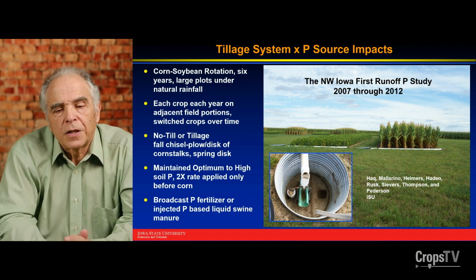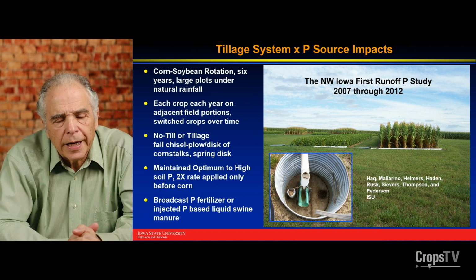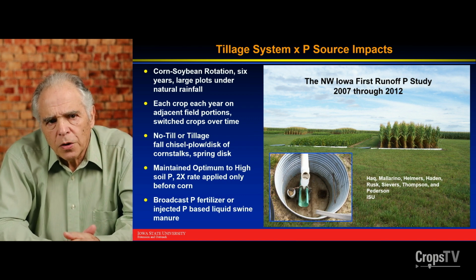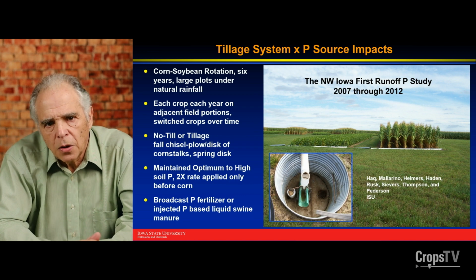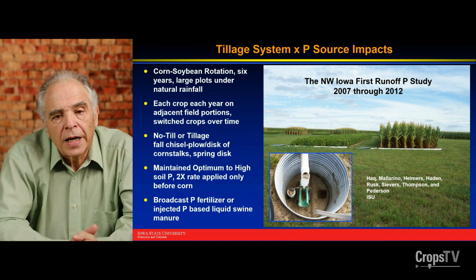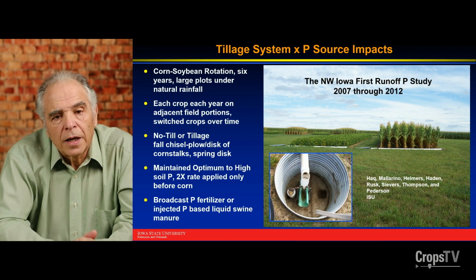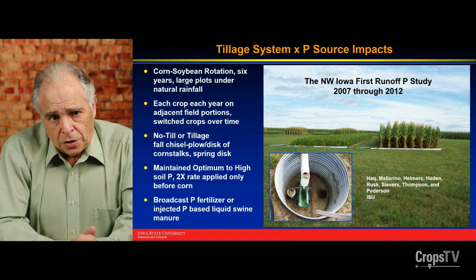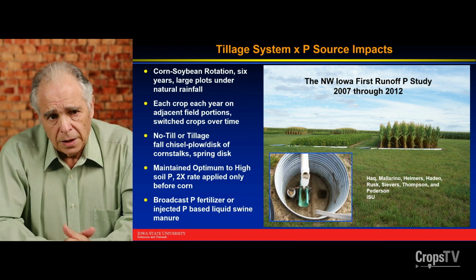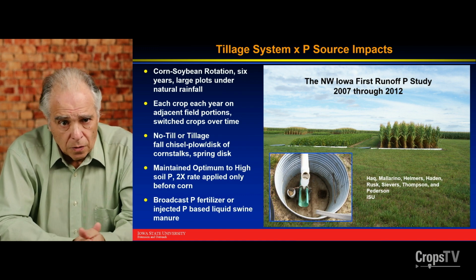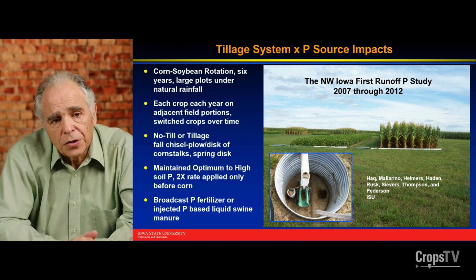So this was a very large experiment that we conducted in Northwest Iowa from 2007 to 2012. So we have corn soybean rotations, 6 years, large plots under natural rainfall. We have each crop each year planted on adjacent plots, and we switch it over time to come up with a rotation. And then we have no-till or tillage. The tillage was a chisel plow disc in the fall for corn stalk, and spring disking only for soybean also for the tillage treatment.